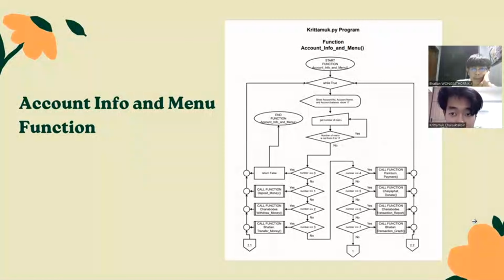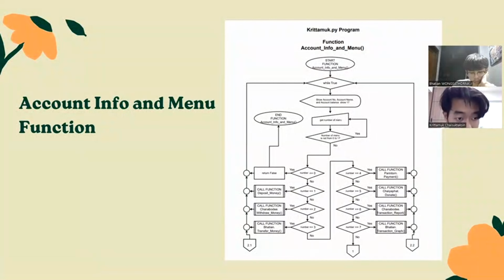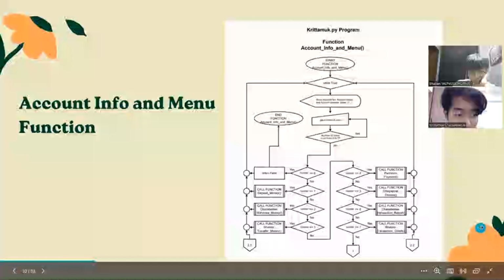The function is account info and menu. It's the function that uses the while loop to check the numeric input of the user, if it matches the number in the list. So it will break the loop and call the function that relates to the number that the user input. Next.